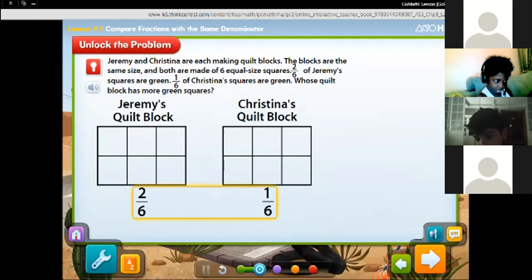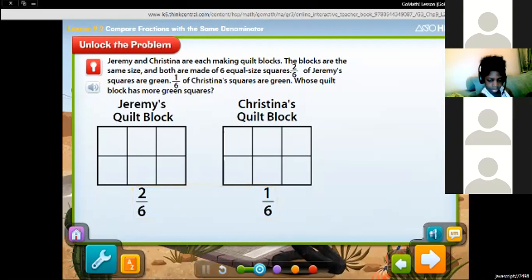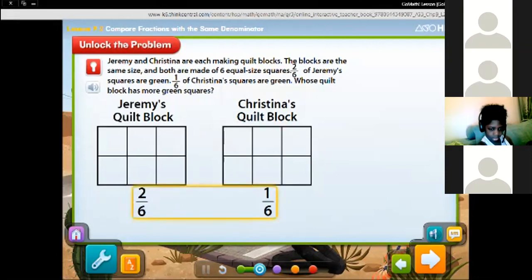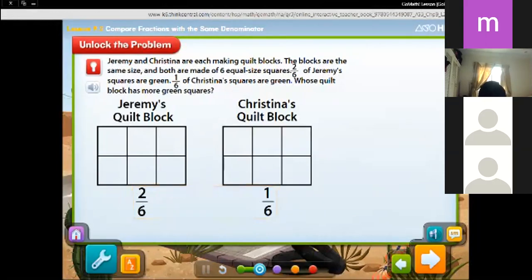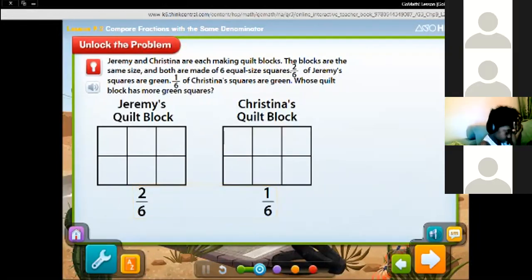Osama, you are late, so let me explain it quickly for you. If we have two fractions like 2 over 6 and 1 over 6, please check the two denominators. What are the two denominators, Osama, here in this case?